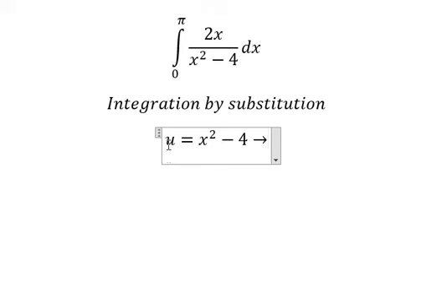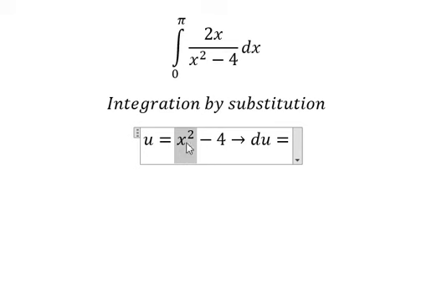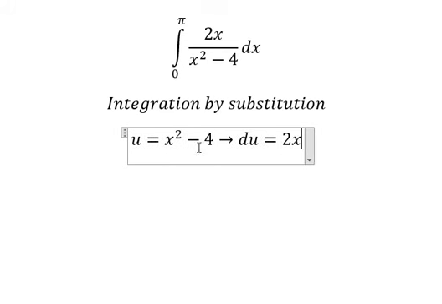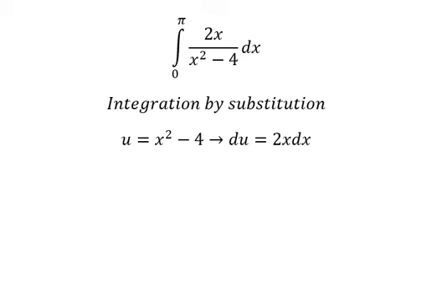Later, we take the first derivative for both sides. The first derivative of s squared, we have 2s. This one is the constant, so you get 0. Next, we need to change the bounds.